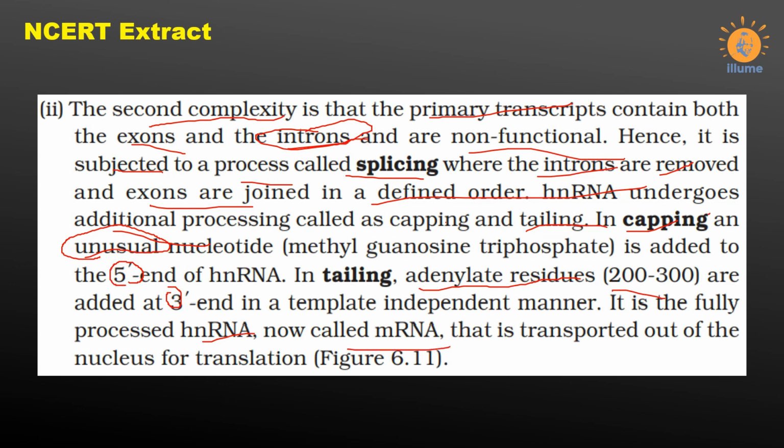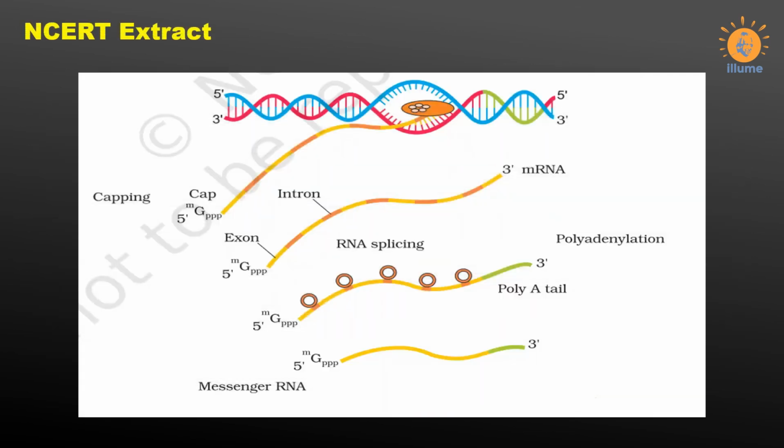And where does translation occur? Translation occurs in ribosomes, which is outside the nucleus. So this mRNA is now transported out of the nucleus through nuclear pores. Let's discuss the figure given in NCERT. They have clearly given a very good figure which is self-explanatory.